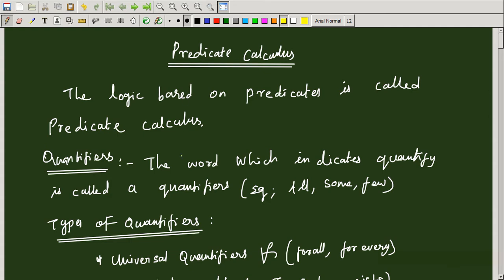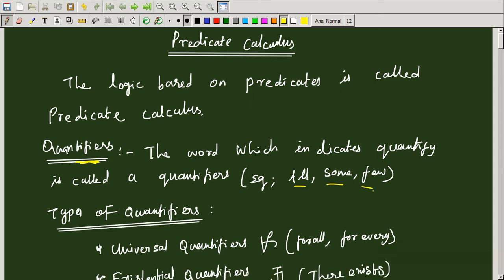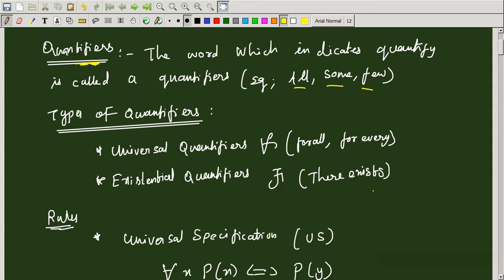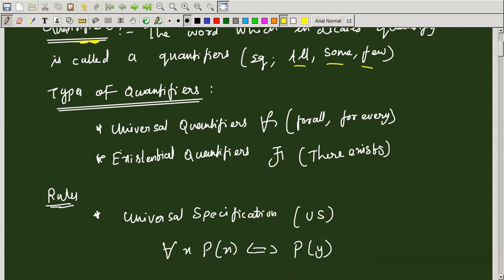As the word indicates, the quantifier specifies some quantity. It denotes some quantity. So for us, we have all, for some, for example, or some few; these are examples for quantifier. Next we are going to see the types of quantifier. We have two types of quantifier: the universal quantifier and the existential quantifier.